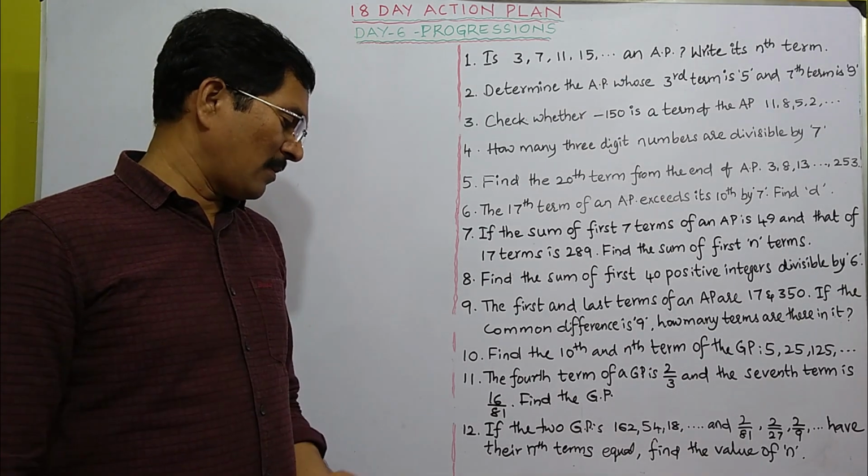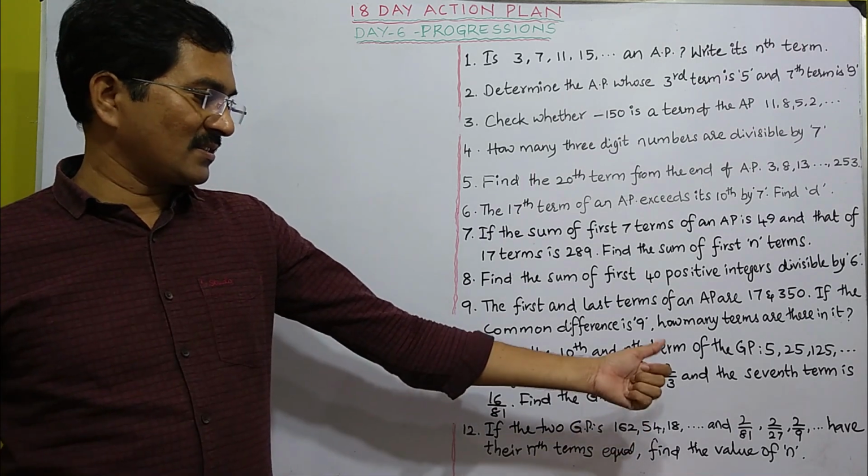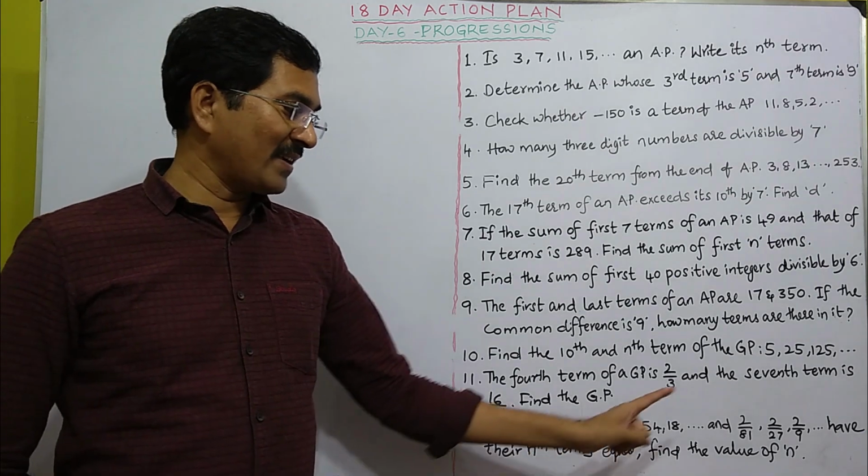Coming to the last problem of this session. If the two GPs 162, 54, 18, and so on, and 2 by 81, 2 by 27, 2 by 9, and so on, have their nth terms equal, find the value of n.